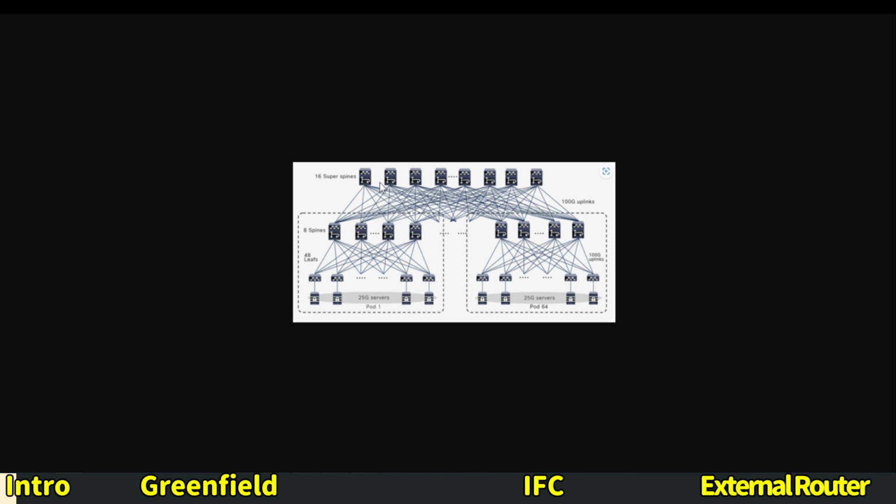Where Super Spine connects to external, we call it border super spine. A border super spine handles multiple functions, including the functions of super spine, route reflector, RP, and border leaf. Similarly, a border gateway super spine serves as a super spine, route reflector, and RP, and a border gateway.